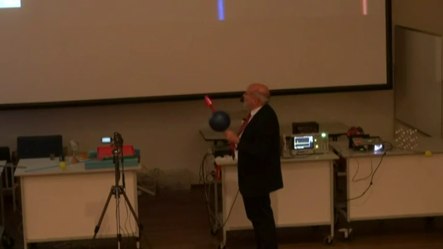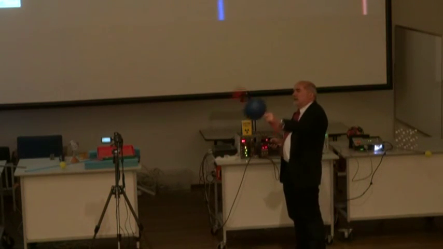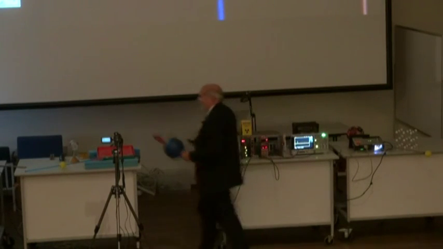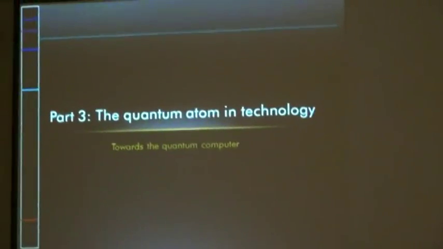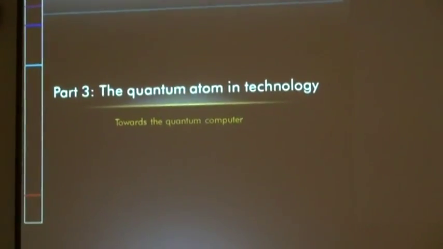They found that the electrons in a silver atom could have only two possible orientations, a spin up or a spin down, and nothing in between, because space itself is quantized. You can't have your spinning electron occupy any orientation in space it likes. That's the rules of quantum mechanics. So this then brings us to the quantum atom in technology.